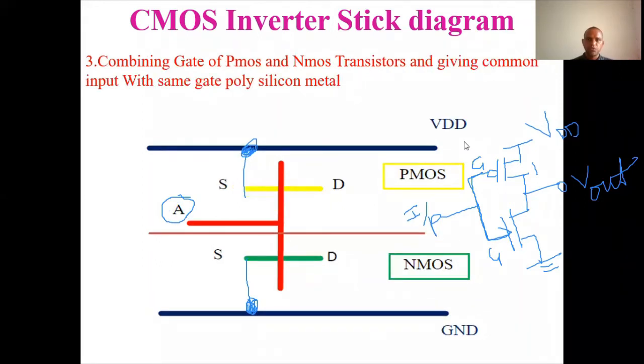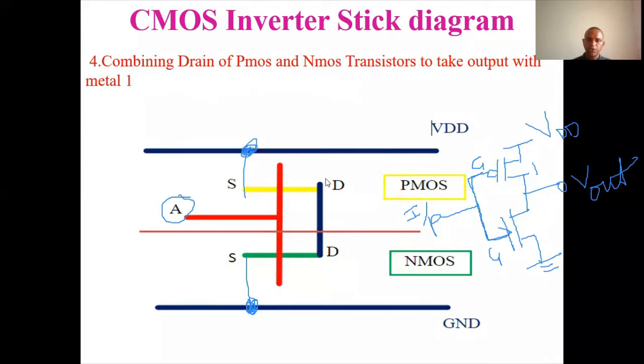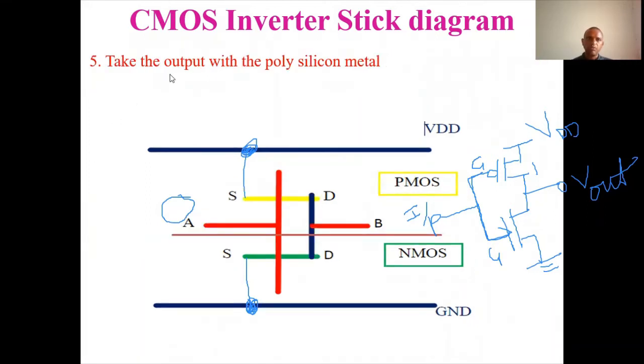If you observe this one, this is the input terminal, and next we have shorted the drains of PMOS and NMOS like this, but here we are not using any output terminal. So in the next step we are going to connect the output terminal. Here we have taken the output with polysilicon and metal. This one is the material, and we are crossing this metal with polysilicon, and we are going to take that as the output. We have taken the input as A, and the output of this inverter is B.